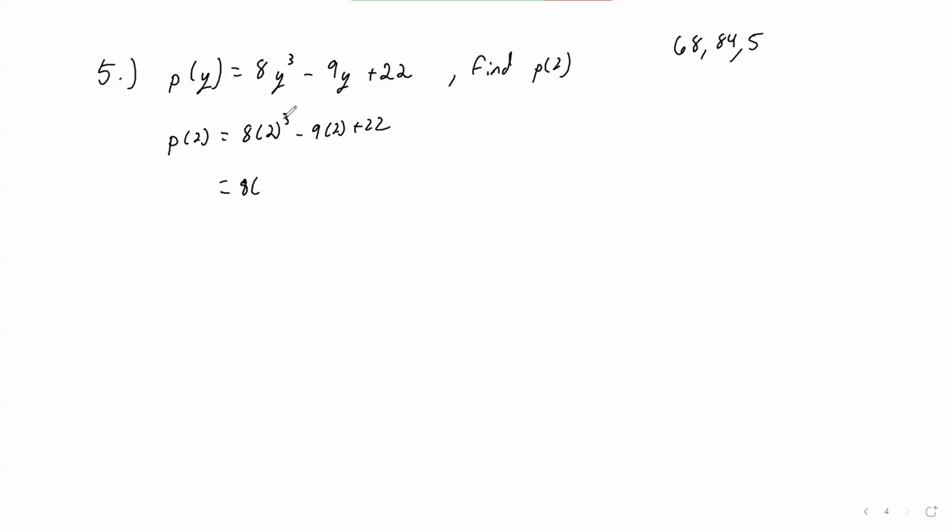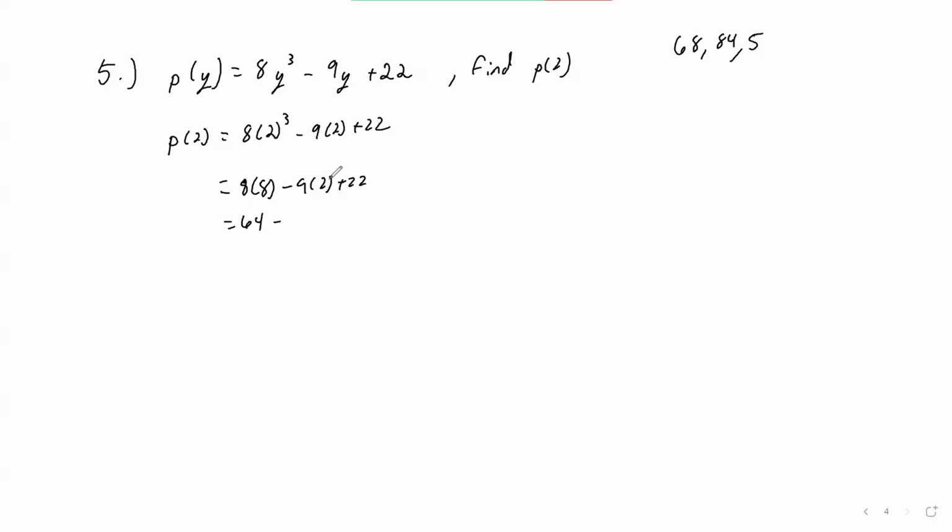Because you get 2 cubed is what? 2 cubed would have been what? 8. And then 8 times 8 would be 64. So that's how it's 64.